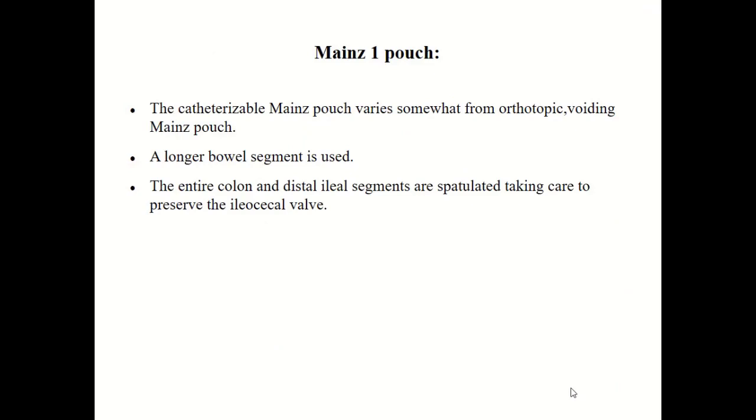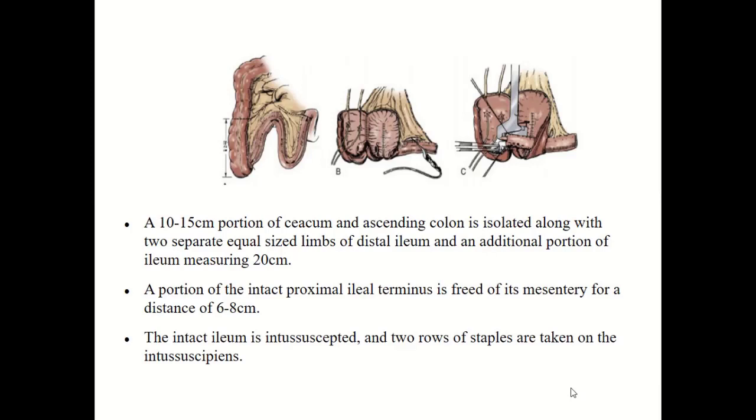Mainz 1 pouch. The catheterizable Mainz pouch varies somewhat from the orthotopic voiding Mainz pouch. A longer bowel segment is used in the Mainz 1 pouch. The entire colon and the distal ileal segment are spatulated, taking care to preserve the ileocecal valve. A 10 to 15 cm portion of the cecum and ascending colon is isolated along with two separate equal-sized limbs of the distal ileum and an additional portion of the ileum nearing 20 cm.